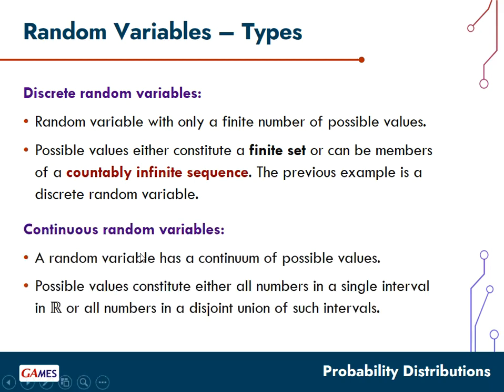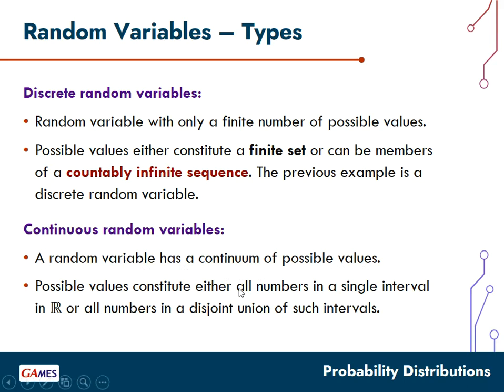So continuous random variables, on the other hand, have a continuum of possible values. What we mean by continuum is a set that spans all possible values infinitely within that range.